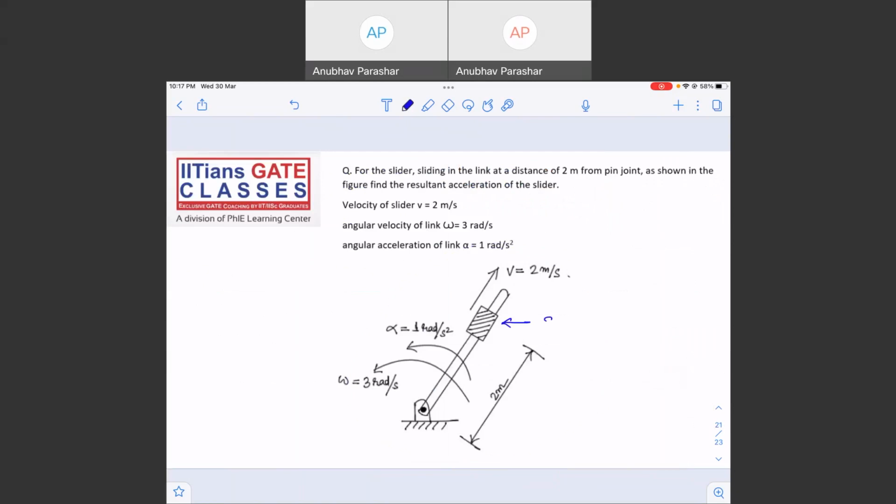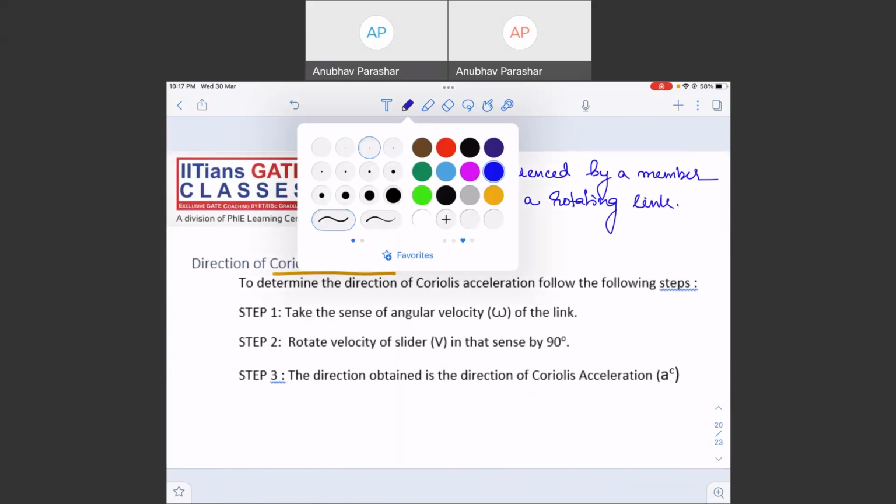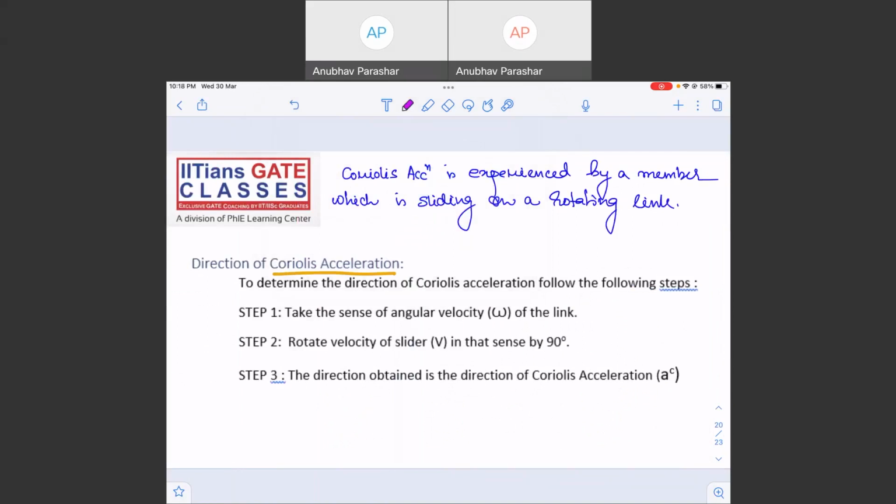So this is a slider, and this is a rotating link. The slider is sliding on the rotating link, so the slider is going to experience some Coriolis acceleration. The Coriolis acceleration will have magnitude and direction. So what is the magnitude of Coriolis acceleration?